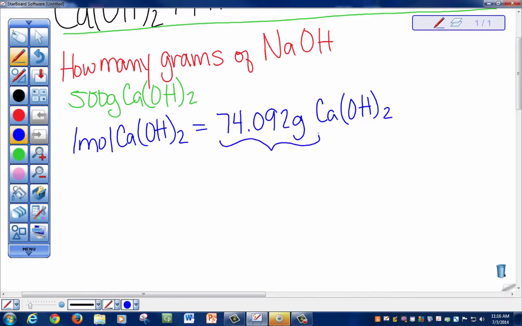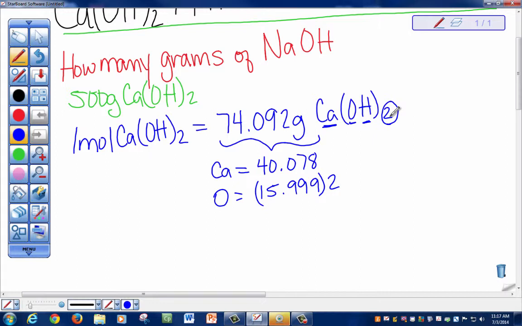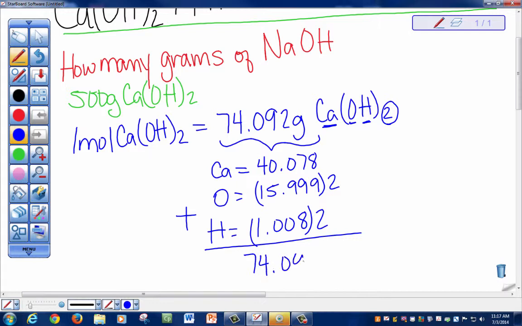All you really need to do is for every element that we see here in the compound, figure out the atomic mass of each one and just add it up together. So we know Ca has a mass number of 40.078. And don't forget your little subscripts here. This tells you you have two oxygens. So oxygen equals 15.999 times 2, because we have two of them. And the same thing goes with hydrogen. Hydrogen equals 1.008. So remember, we have two of them. And you just add up all these guys, which gives you the 74.092 grams.